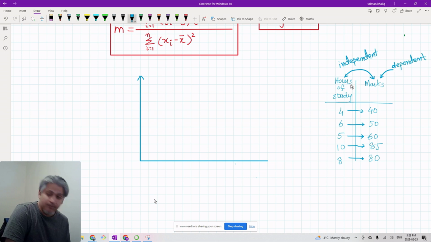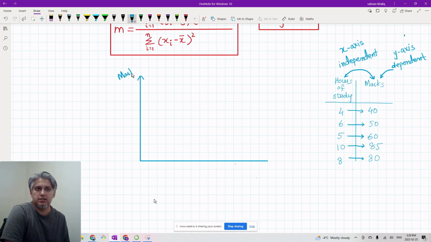In our last video, I talked about that the independent quantity is what we put on the x-axis and the dependent quantity is what we put on the y-axis. So which means my y-axis would be the dependent variable. That means I'm going to put how many marks a student got on the y-axis. And on the x-axis, I will put hours of study.